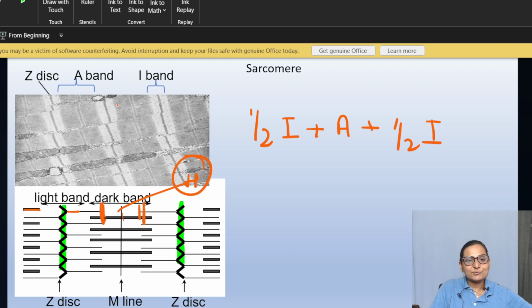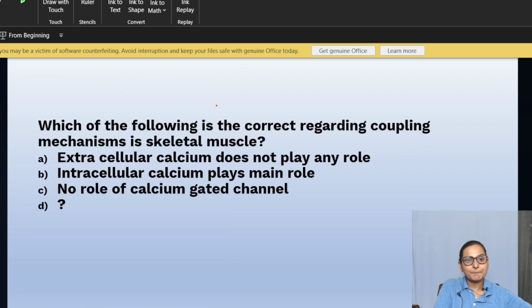So this is the electron microscopic picture. So please remember that this question, electron microscopy, was also asked as an image related question. So this is important with your physiology of skeletal muscles.